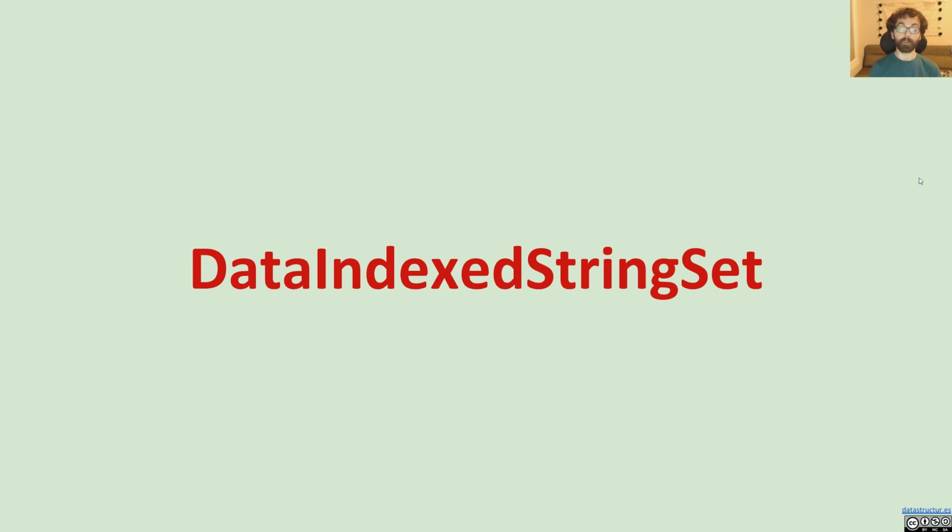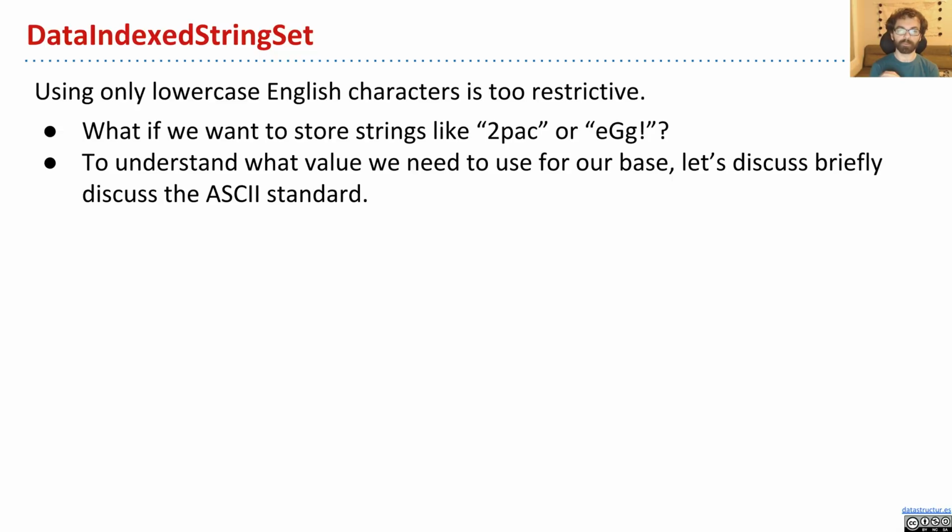Let's now talk about how we can generalize beyond lowercase English words and do something a little more sophisticated. So I think it should be clear that only being able to support lowercase English characters is not great, because we might want to store strings like Tupac or this strange string: E, capital G, lowercase g, exclamation point. So the only difference, it turns out, that's going to be significant is we're going to change our base. Instead of using a small base, like say 27, we're going to need something bigger.